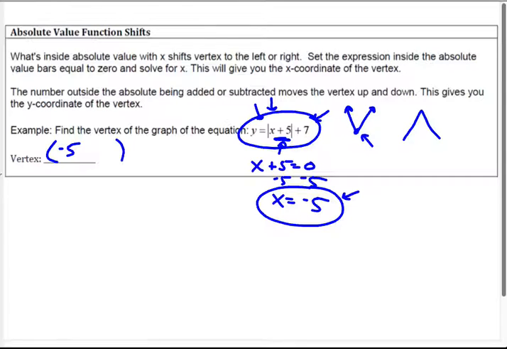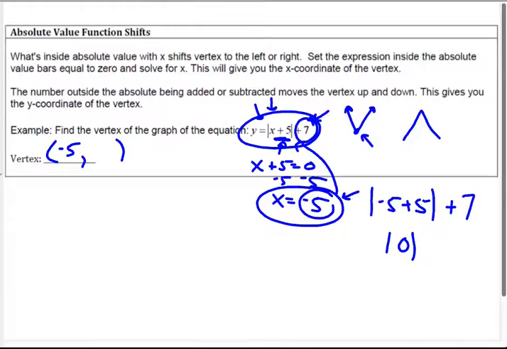We need the y value of our vertex. It's very simple. It's just this 7 on the outside. Because if I plug the -5 back in up here, the absolute value of -5 plus 5 plus the 7 on the outside, well, this is going to give me 0. So 0 plus 7, y would then equal 7. So -5, 7. One way to look at it is, what would you plug in for x to make everything inside the absolute value equal to 0? In this case, it's -5. And then just take this constant on the outside for your y. And that's how you find your vertex.